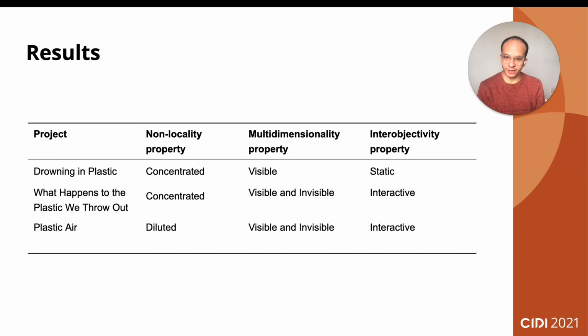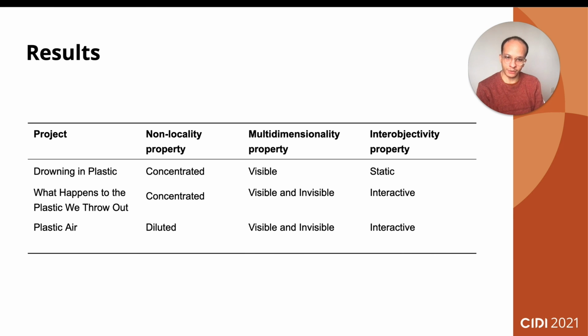The multidimensionality property is shown as visible and invisible in 2 of the projects, What Happens to the Plastic We Throw Out and Plastic Air, which address specifically the existence of certain manifestations of this plastic which are invisible to the naked eye, such as that of microplastics again, while Drowning in Plastic, for example, focuses on piling up all the plastic that exists as visible bottles in these 3D renders of figurative bottles.